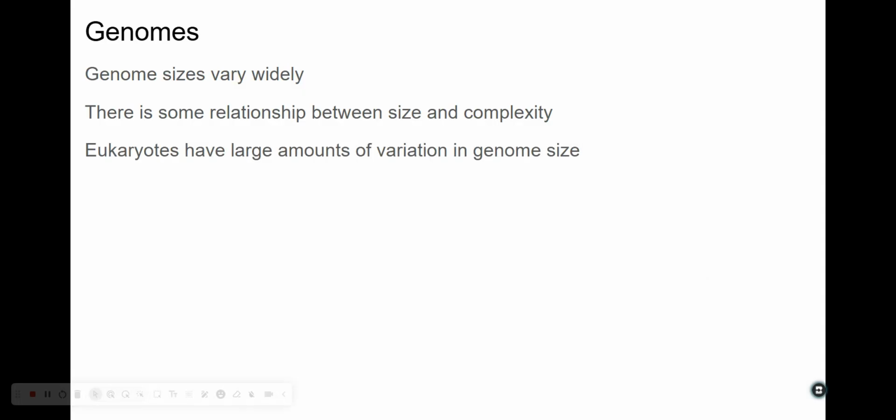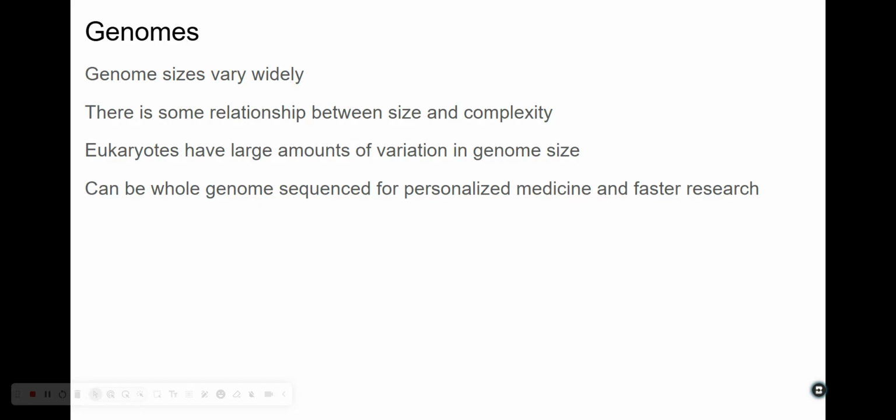Eukaryotes are a giant domain that has a lot of variation in genome size. There's more difference between species than within a species, though, in terms of genome size and DNA sequence. And so what can we do with this information? We can sequence genomes, and we can use this for better research and for personalized medicine.